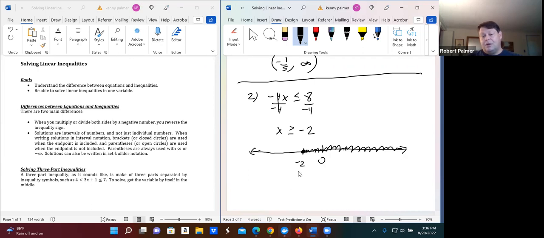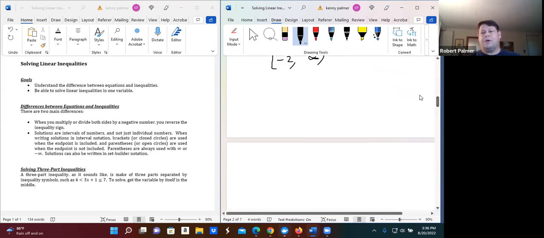And then as an interval, our endpoints are -2 to infinity, like the last one. Infinity is not included. The -2 is included because we have the or equal to part, so we use a bracket for that. Okay, and that's the solution of that one.